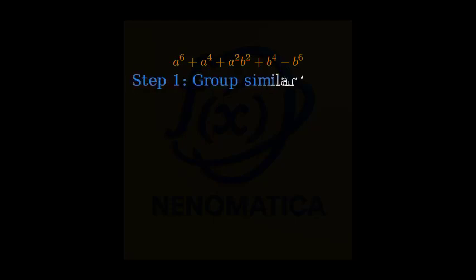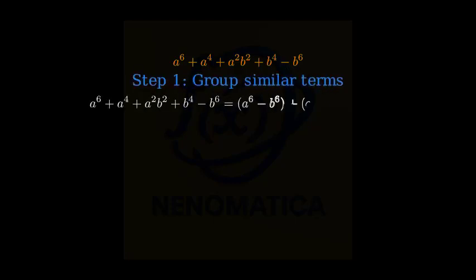Today we're going to factor the expression a to the sixth power plus a to the fourth power plus a squared b squared plus b to the fourth power minus b to the sixth power. Let's break this down using algebraic factoring techniques and rules. The first step is to group and organize our terms to make factoring easier. Let's group similar terms together.